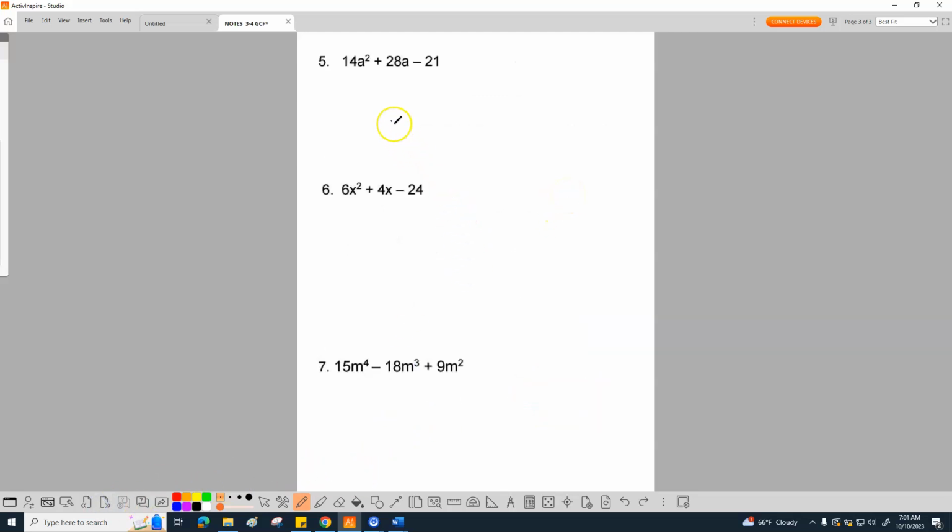This one's fun, number 5. I'm not going to spend all this time talking about how I know the answer. I know my times tables. The biggest number that can go into both of these is 7. And since not all of them have an a, that's all we can do is 7. So I write my 7 out. 14 divided by 7 is 2. I'm going to leave my a squared right there. 28 divided by 7 is 4. So I'm going to have a 4a right here. And then 21 divided by 7 is 3. And there we have it.